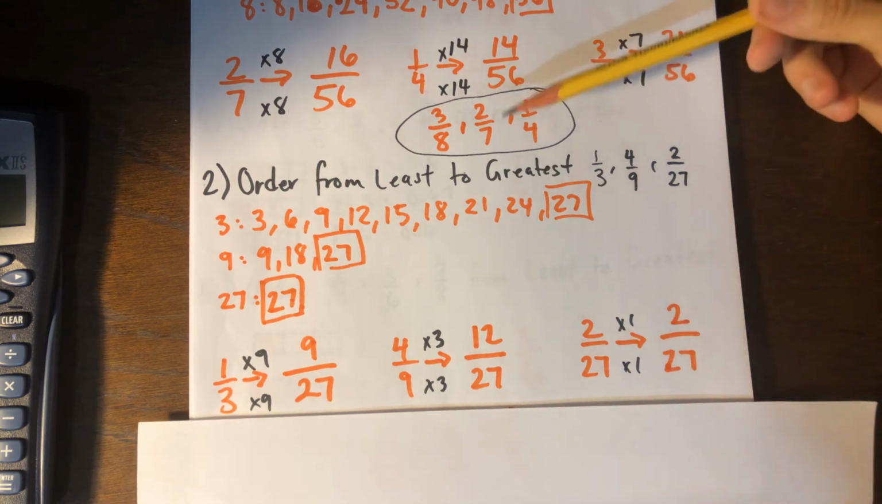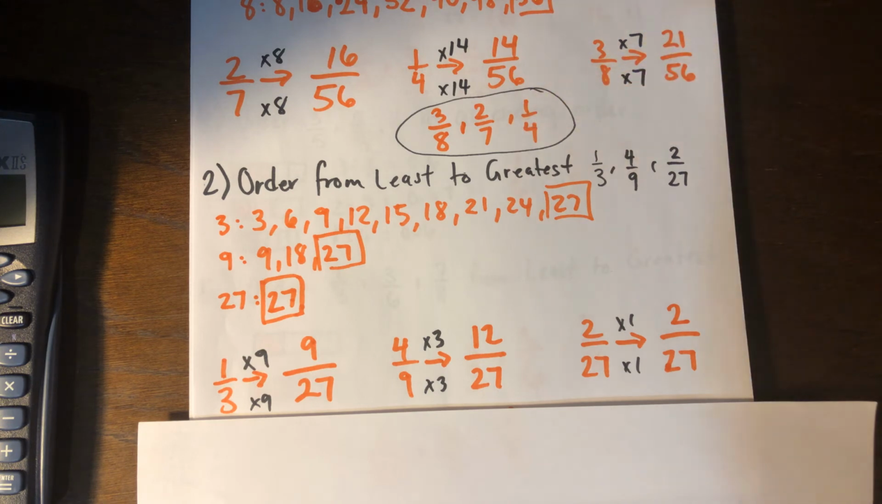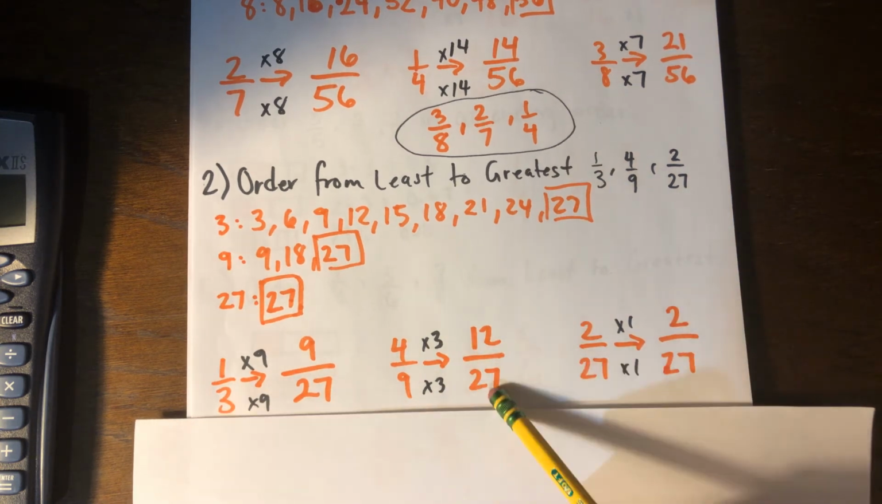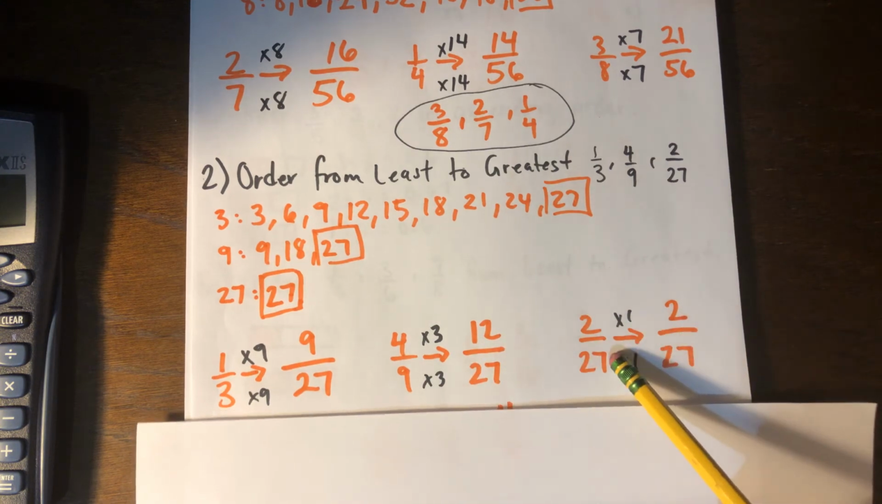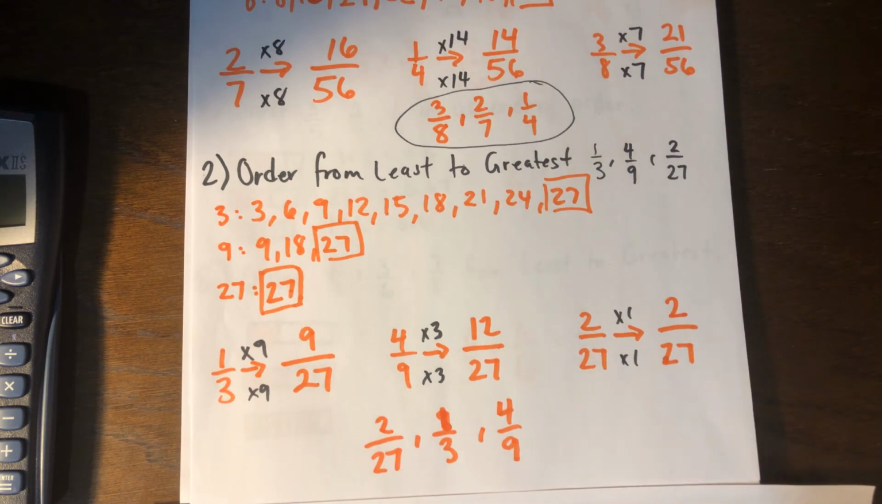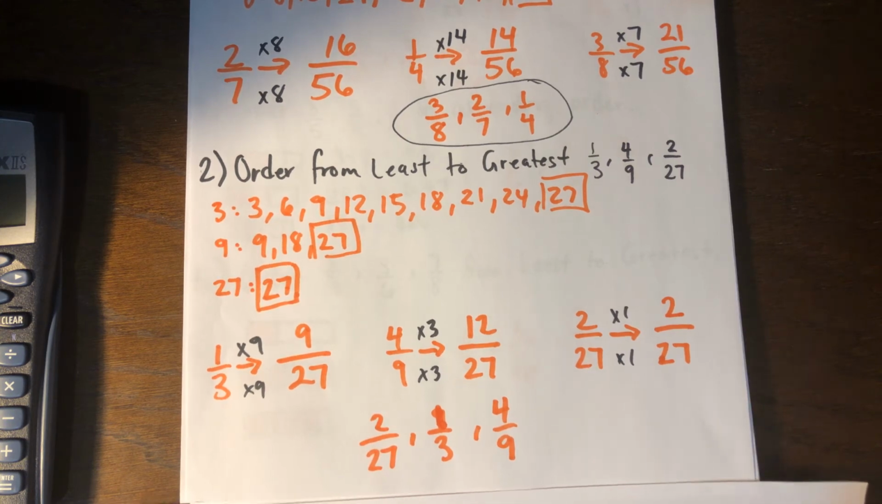The directions say order from least to greatest. So the lowest number, 2 out of 27, that's the first one. Okay? The second one would be 9 out of 27, so 1/3. Okay? And then 12 out of 27, which would be 4/9. So first, second, and third, from least to greatest. Okay, so we have 2/27, 1/3, and 4/9. Okay, again, after each question is done, I'll leave it a little bit so you can pause it and copy it down if you need to.